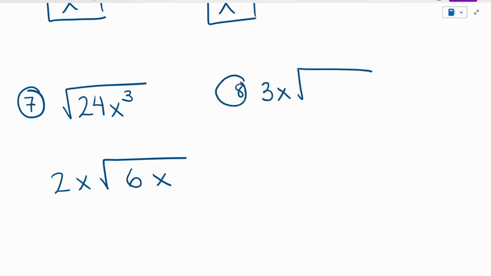All right, what about this one? 3x root 75x to the fifth. You all do that one.